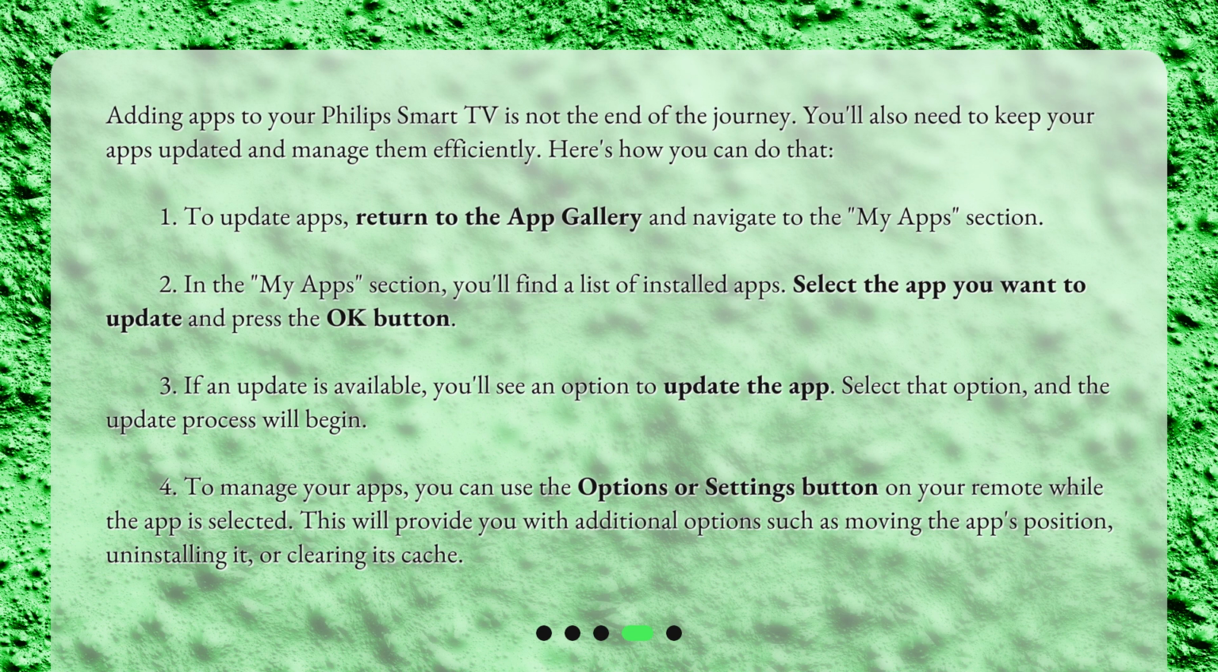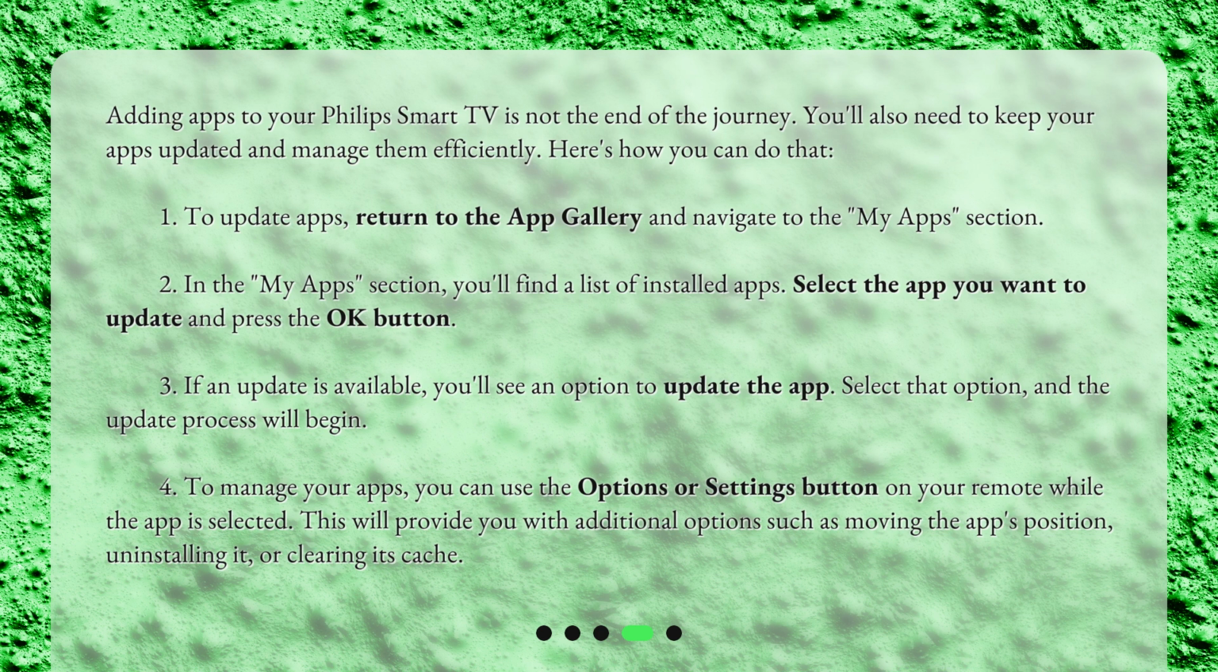1. To update apps, return to the app gallery and navigate to the My Apps section. 2. In the My Apps section, you'll find a list of installed apps. Select the app you want to update and press the OK button. 3. If an update is available, you'll see an option to update the app. Select that option, and the update process will begin.